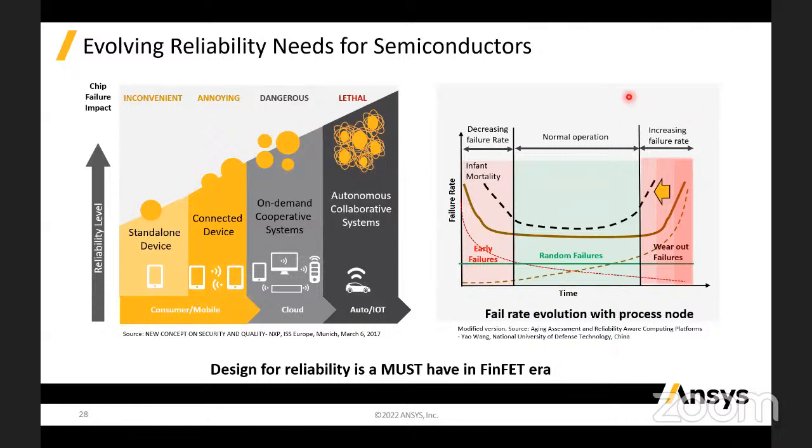Now let's look at the diagram on the right side, which is popularly known as the reliability bathtub curve. This shows three types of failures: early failures, random failures, and wear out failures. Due to the increase in power density and the electric field intensity in advanced semiconductor designs, the wear out failure category has an increase in failure rate. This means that the bathtub curve continues to shrink further, and maintaining IC reliability is becoming a very critical challenge. So designing for reliability is a must-have in advanced semiconductor designs, especially in the FinFET era.